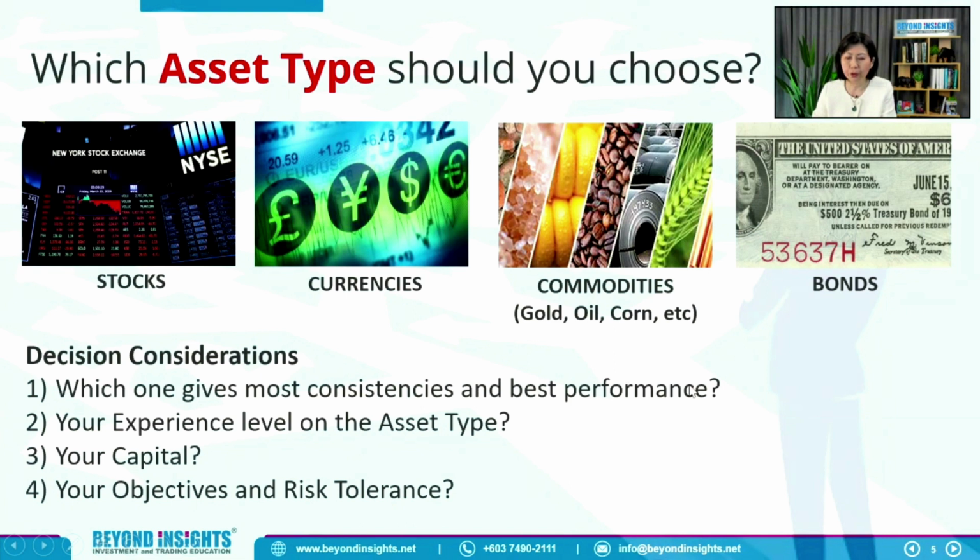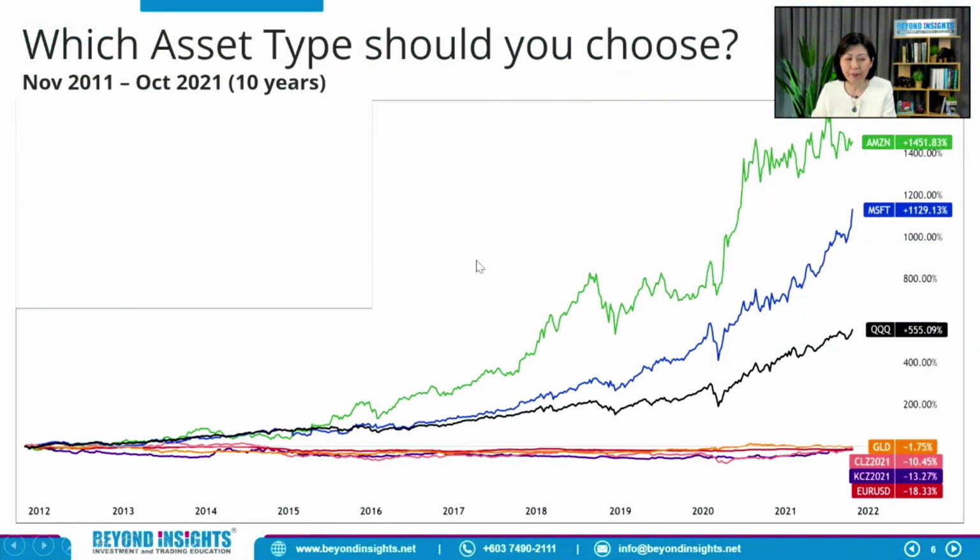So let me move on to share with you the performance difference for this asset type. So let's start from 10 years ago, right? Because you cannot judge an instrument's performance from just 1 year. You need to look at a long range of at least 10 years of performance, so you can see how it performed over the different market cycles.